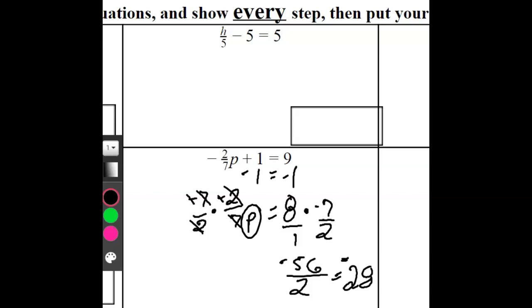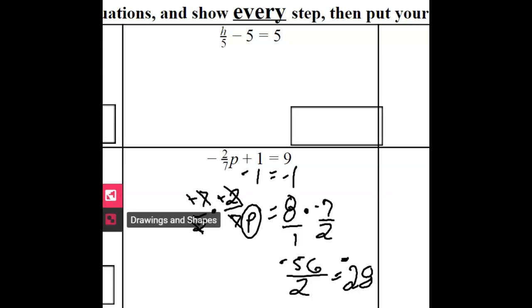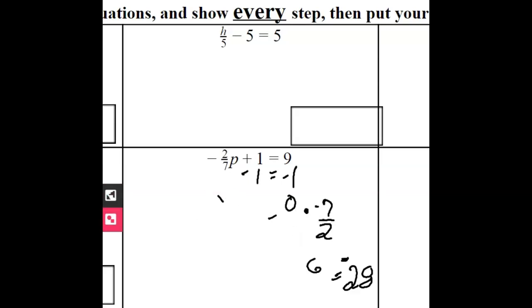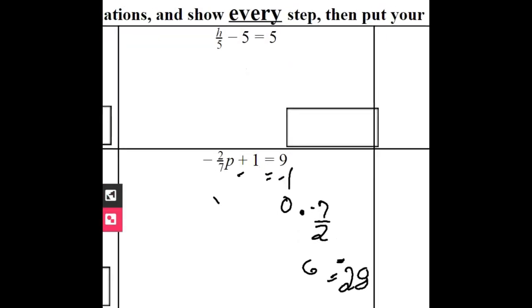Okay? So we could check that one real quick if we wanted. So it was negative 28. Negative 28 times negative 2 is positive 56. Divided by 7 is 8. Plus 1 more is 9. Okay. So we're going to erase all this here. Go down to the bottom. And down to the bottom we go.